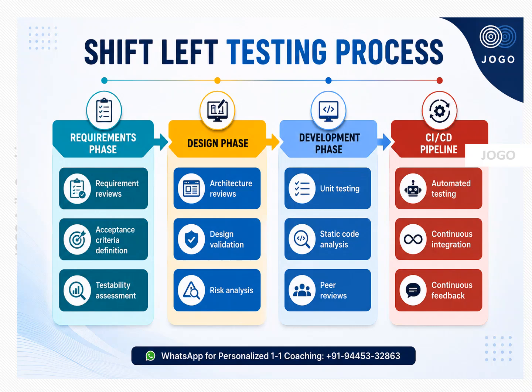During the design phase, architecture review will be done, design validation will be done with the stakeholders, and the risk analysis related to design and architecture will be discussed and reviewed. During the development phase, unit testing will be done, static code analysis will be done by the team, and peer review of the code will be done by the team. In terms of the CI/CD pipeline, automated testing, continuous integration and continuous feedback will be implemented. So these are all the processes followed in shift left testing.